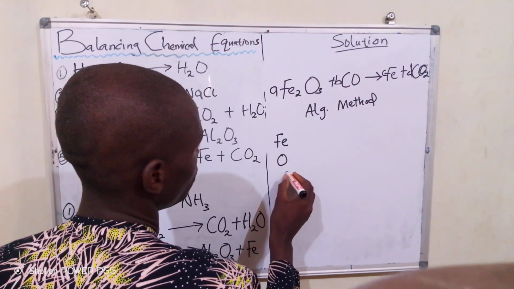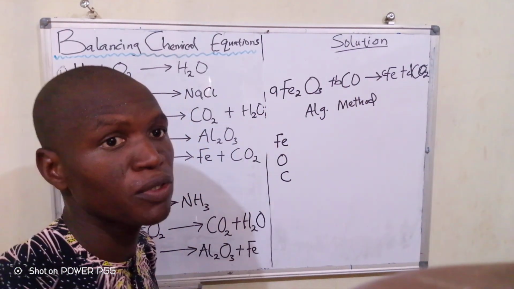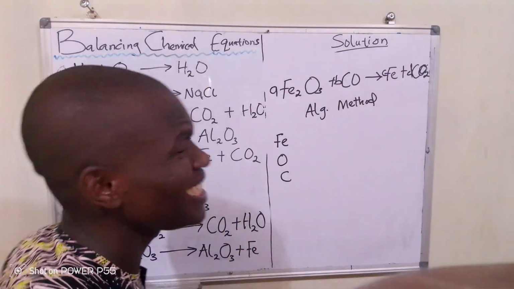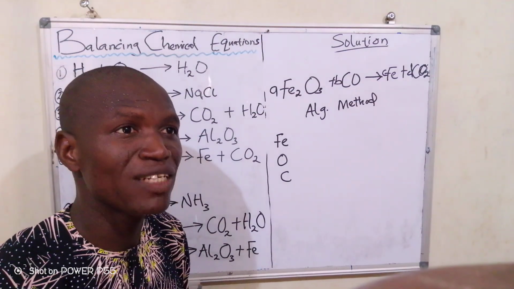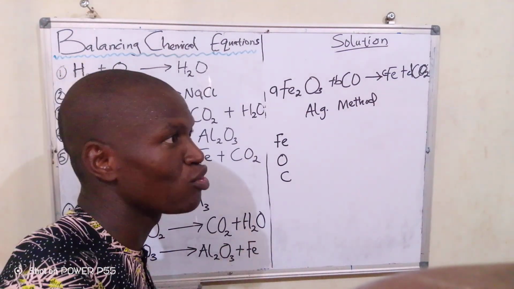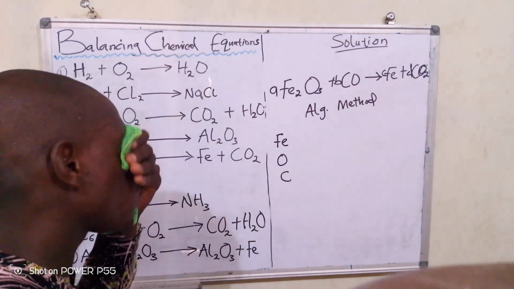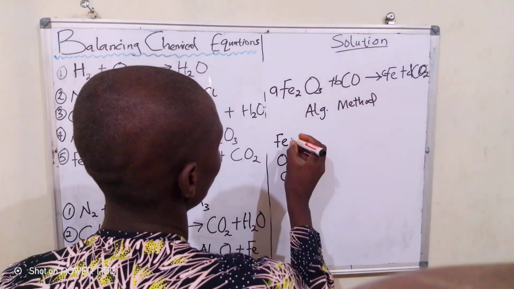We have carbon. Do we have any other element that has not been captured here? Nope. So now, after writing out all your elements, since we say this algebraic method is also trying to say what is on this side must be equal to what is on the other side. So that's how it works. Having brought out all our elements, let's now form the equation.